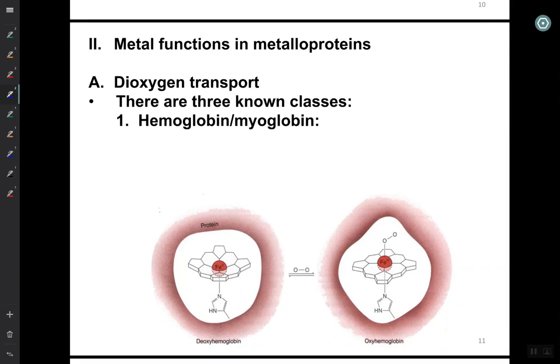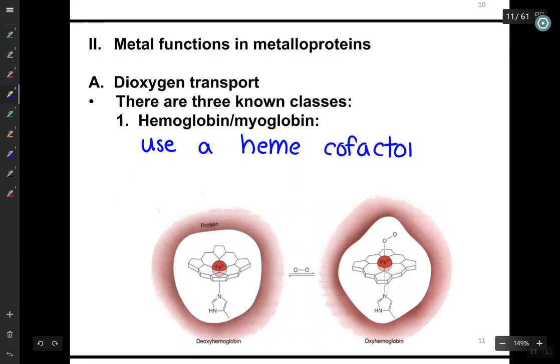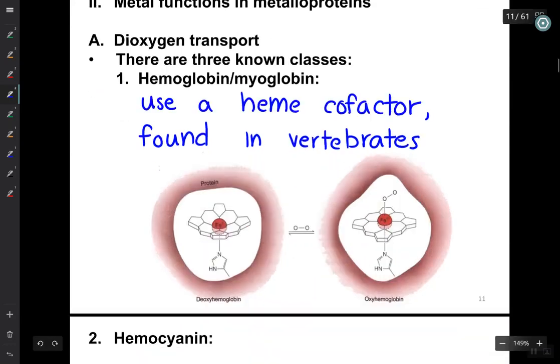So one very important function of metalloproteins is involved in O2 transport. And there are three main classes that have very different active site structures. This one you probably know about, hemoglobin and myoglobin. So these are proteins, actually, not enzymes, and they use a heme cofactor and are found in vertebrates. So lots of animals use this heme for respiration. And here is the active site structure of these proteins.